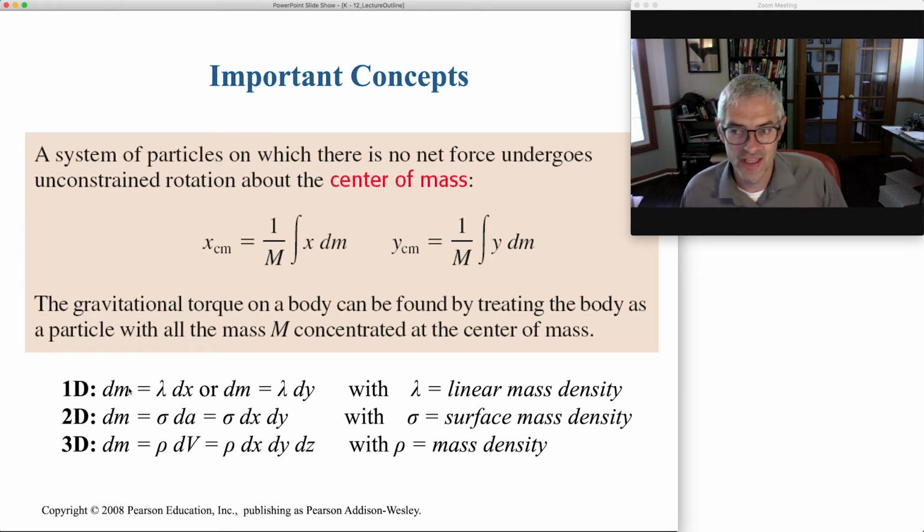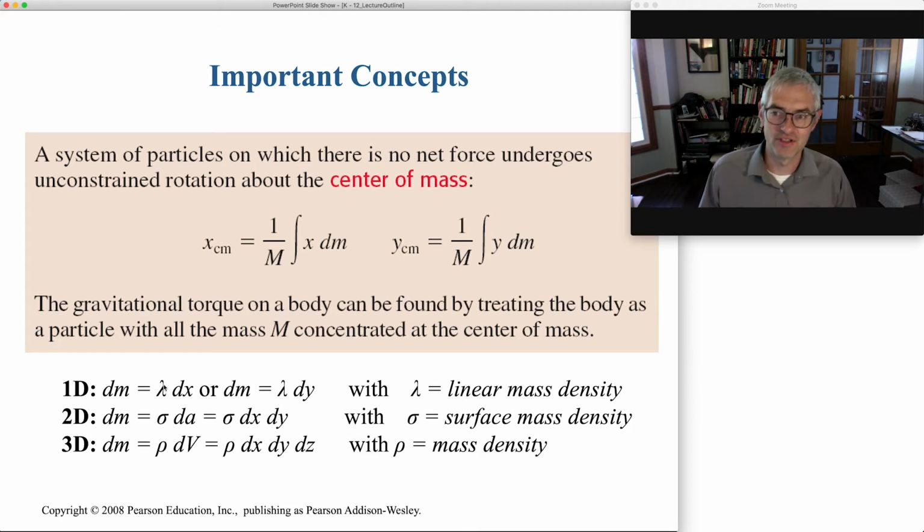You have to look at your system. If you're doing it in one dimension, and this is what we're going to stick with, you can look at the dm. What you want to do is get it in terms of something you can integrate, and you can integrate distances much easier. So you change the dm to where it's at linear mass density, this lambda.